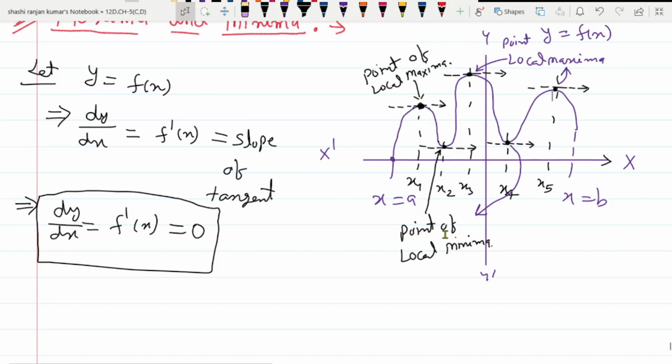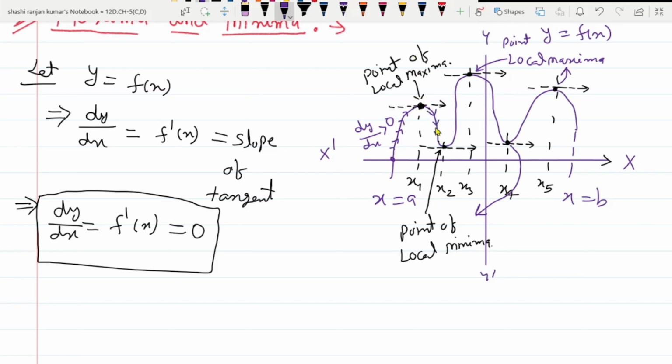You can see here, if you are moving from this side, what is dy by dx? Here the graph is increasing, so the slope will be positive, or you can say dy by dx will be positive. If dy by dx is positive and then we get dy by dx equal to 0, that will be the point of maxima. In this side, if we talk about this region, what is our dy by dx?